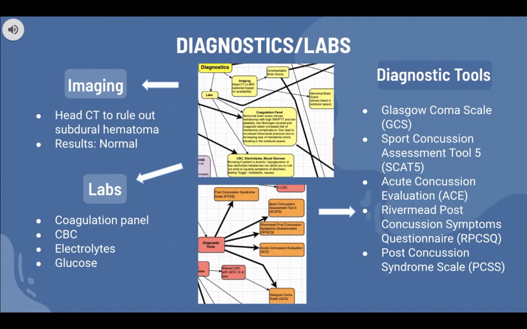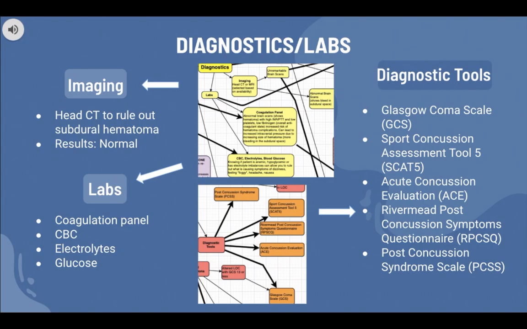For diagnostic imaging, a head CT is done to rule out subdural hematoma. In terms of labs, a coagulation panel will be done to ensure that John's PTT, INR, and fibrinogen levels are within normal limits. Analyzing John's CBC, electrolyte, and glucose levels can rule out anemia, hypoglycemia, and electrolyte imbalances as causes for his dizziness and nausea.